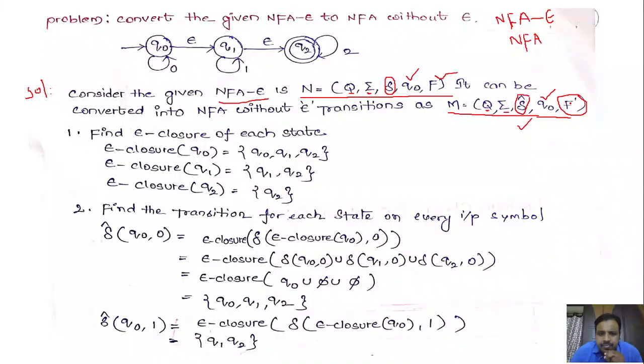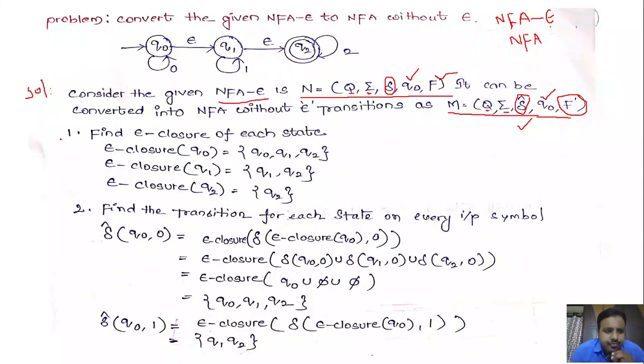So remember these two changes: one is the change in the transition function, and the other is the change in the final states. As I mentioned, when we convert NFA epsilon to NFA without epsilon, the number of final states may increase, so definitely there would be a change. So first you have to write it like this: N is the given problem and M is the resultant NFA in a mathematical representation.